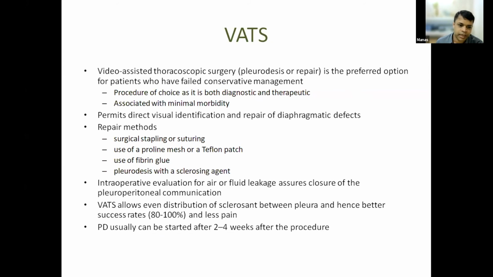The best part is that intraoperative evaluation of the leak, whether it has closed or not, can be done during VATS. So that is the best thing, that whether the defect has been adequately treated can be known by this method. It is almost 100% successful in our cases, and it also causes less pain, less morbidity, and early discharge from the hospital, and usually after 2 to 4 weeks we can restart the procedure.